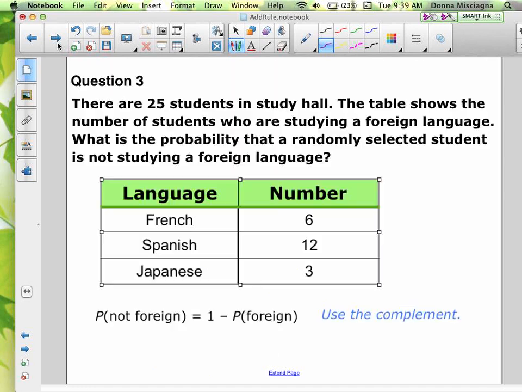Right, so let's take a look at this problem where we could use the complement. There are 25 students in a study hall. The table shows the number of students who are studying a foreign language. What's the probability that a randomly selected student is not studying a foreign language? Right, so first we should extend our column a little bit. And I think this one is in your notes at the bottom of the page. Let's add one more row here. Right, and let's add the total foreign language.